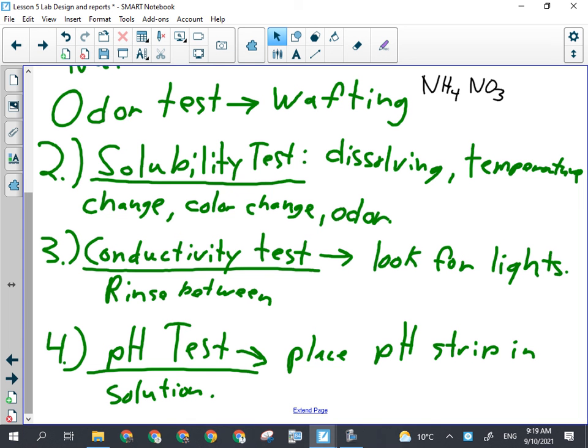For the conductivity, just look for lights. There's a light bar that goes up, and it goes from 0 to 10. So you just count the lights. The more conductivity there is, the more lights will light up.